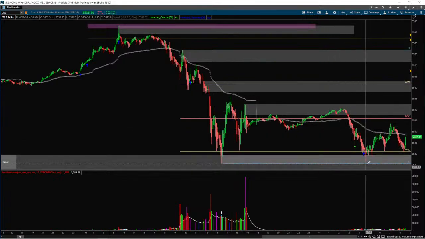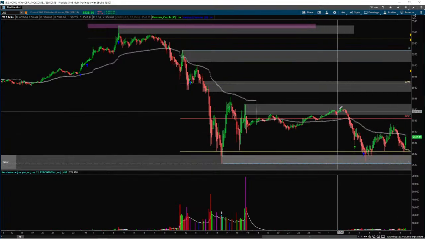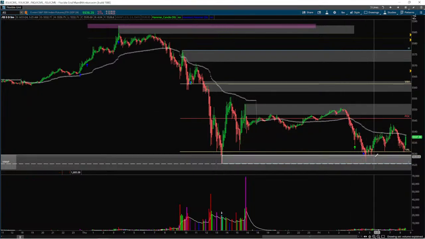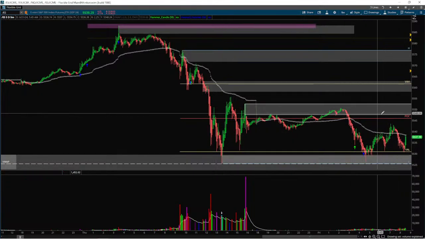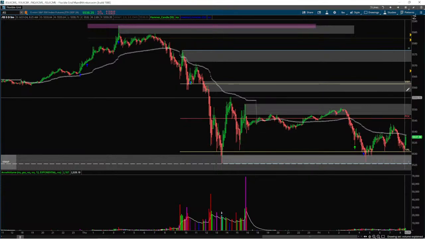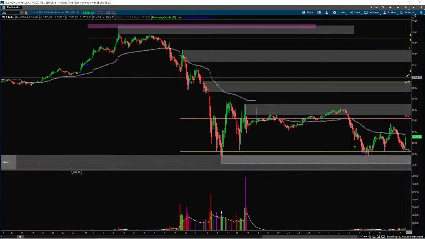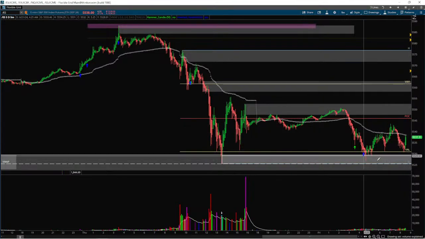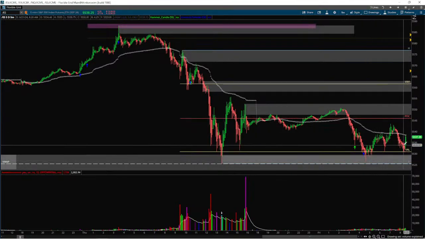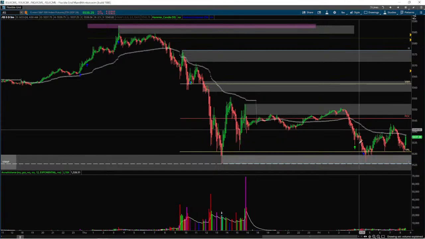Alright, so we're bouncing off the lows here, but we did have a strong sell-off. So I'm gonna keep an eye on here and up here. Unless, until we start to hold these areas, I'm gonna be short. And then if we hold this area, I'll be long down here.